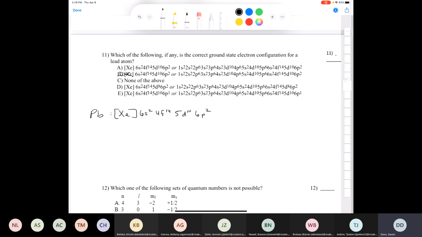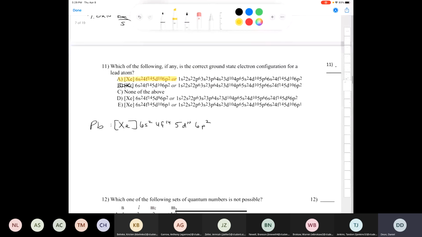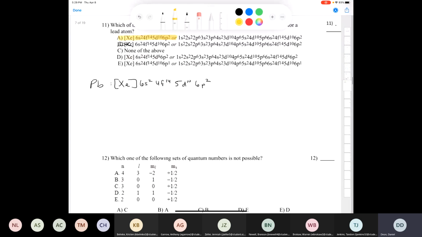You guys have better eyes than me. Looks like it's A. Does everybody agree with me? Yeah, good. Thanks, Christina. Okay, there we go. So that's the electron configuration of lead.